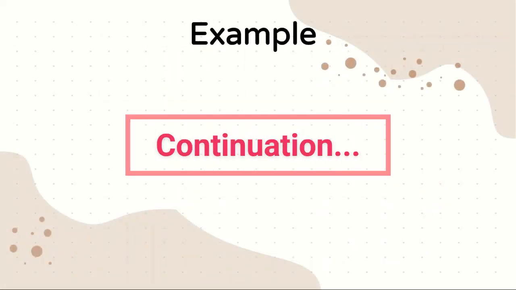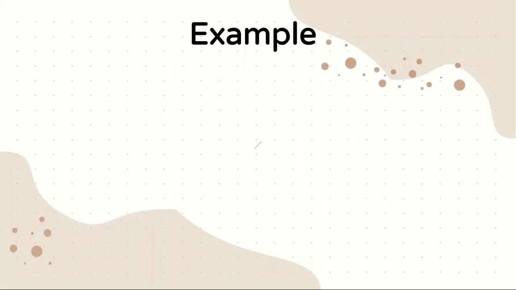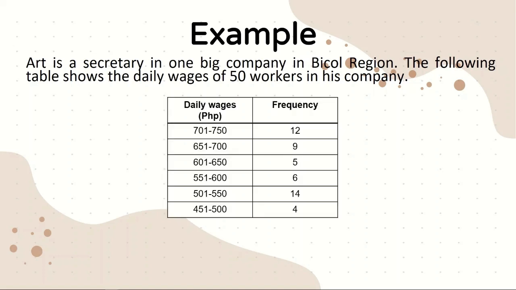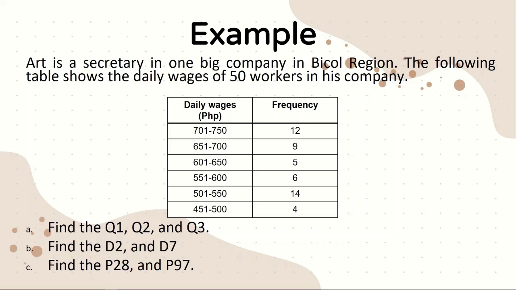Now, let's proceed to the examples of solving grouped data of quartiles, deciles, and percentiles. So here is the example. Number 1, Art is a secretary in one big company in Bicol region. The following table shows the daily wage of 50 workers in his company. Find the quartile 1, quartile 2, and quartile 3. Letter B, find the decile 2 and the decile 7. Letter C, find the percentile 28 and percentile 97.